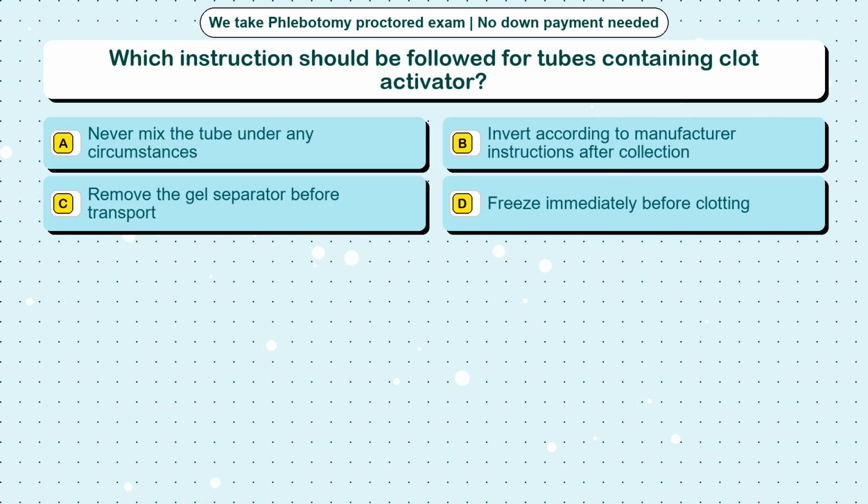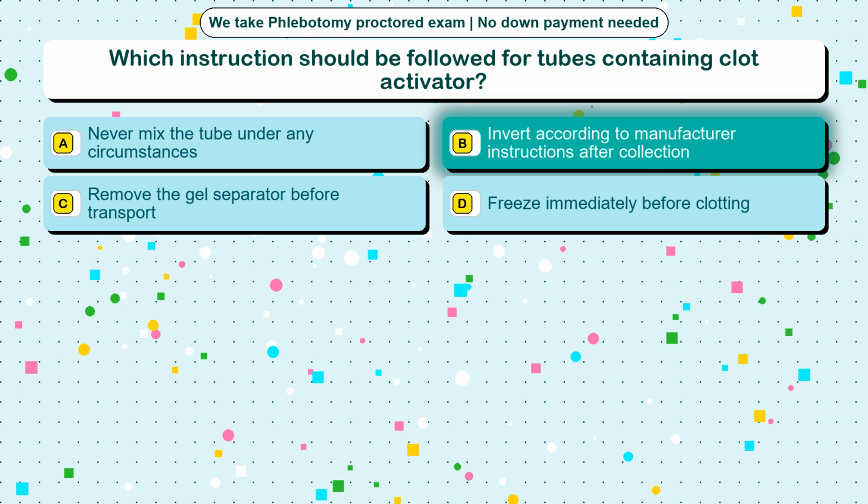Question 76. Which instruction should be followed for tubes containing clot activator? Option A, never mix the tube under any circumstances. Option B, invert according to manufacturer instructions after collection. Option C, remove the gel separator before transport. Option D, freeze immediately before clotting. The correct answer is option B, invert according to manufacturer instructions after collection.